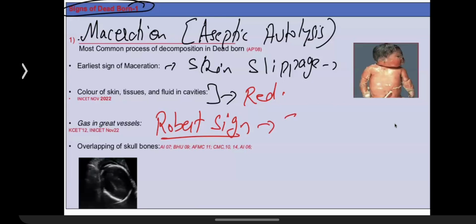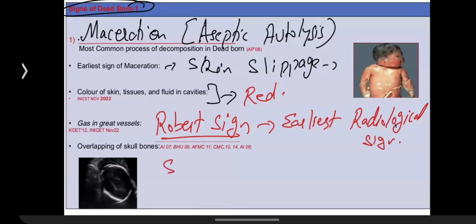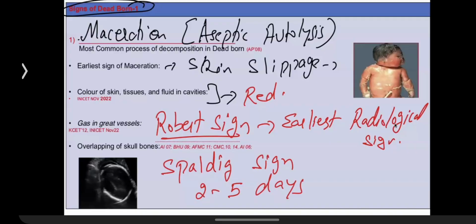It is the earliest radiological sign. Then the overlapping of skull bones occurs. This is called Spalding sign. It occurs in 2 to 5 days.